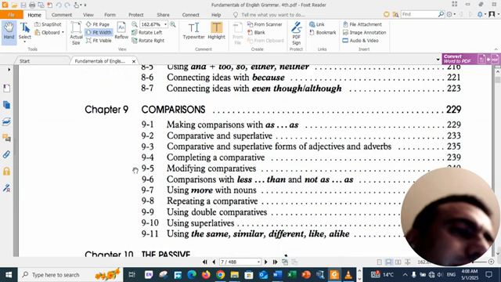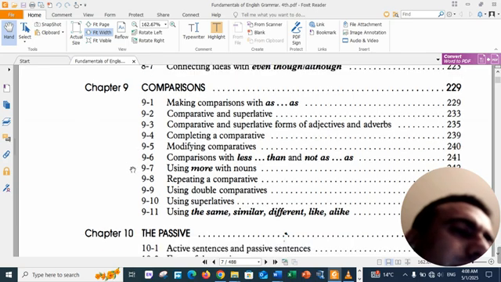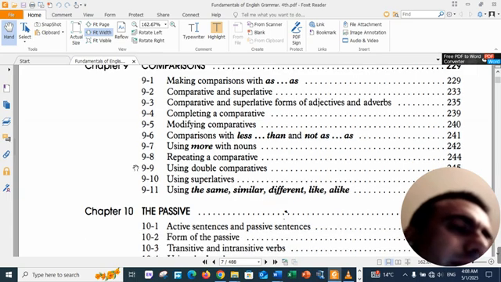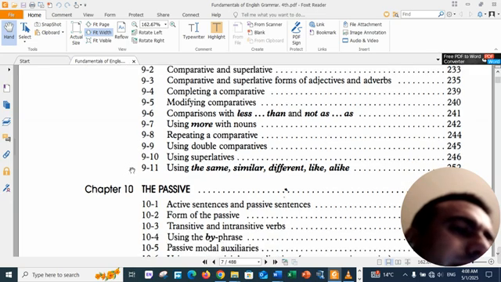Chapter 9, comparisons. 9-1, making comparisons with as. 9-2, comparative and superlative. 9-3, comparative and superlative forms of adjectives and adverbs. 9-4, completing a comparative. 9-5, modifying comparatives. 9-6, comparisons with less than and not as. 9-7, using more with nouns. 9-8, repeating a comparative. 9-9, using double comparatives. 9-10, using superlatives. 9-11, using the same, similar, different, like, alike.